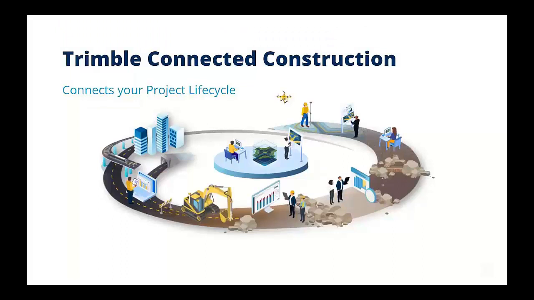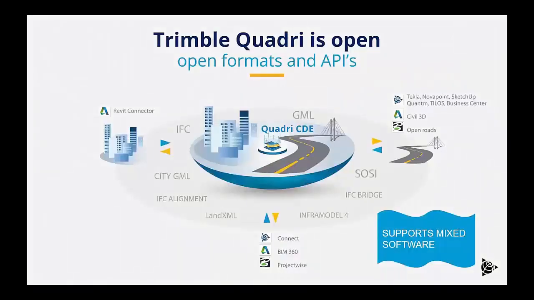Trimble Connected Construction aims to provide a solution from early design through construction and into the maintenance phase. The Quadri CDE becomes the platform that tries to achieve this. An open platform supporting multiple design solutions, multiple formats, both in and out, to be able to produce a complete BIM model from the design through the construction and then into the maintenance phase.